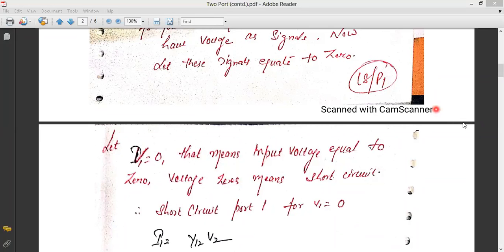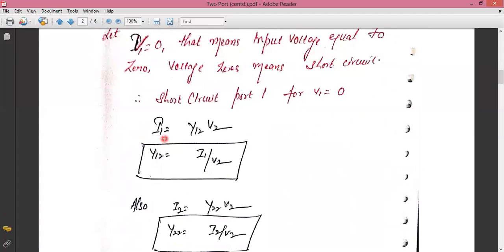Now if you short circuit port 1, that means V1 is equal to 0, you can see I1 is equal to Y12 V2, and Y12 is equal to I1 upon V2. So this Y12 is equal to the ratio of input current and the output voltage. And similarly, here I2 is equal to Y22 into V2, and here Y22 is equal to I2 upon V2. So these are the two parameters of the Y. When V1 is equal to 0, we can get those values.